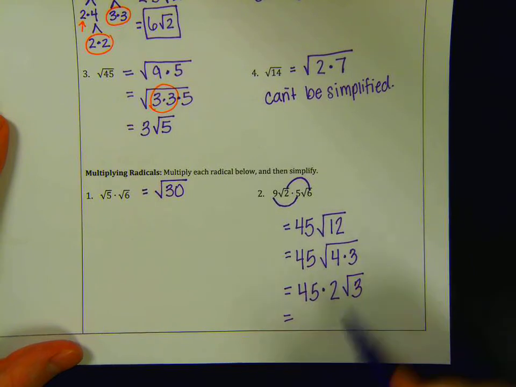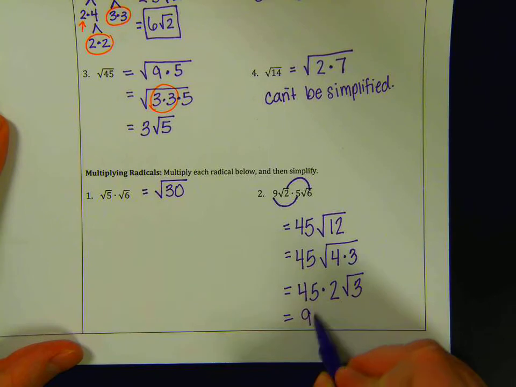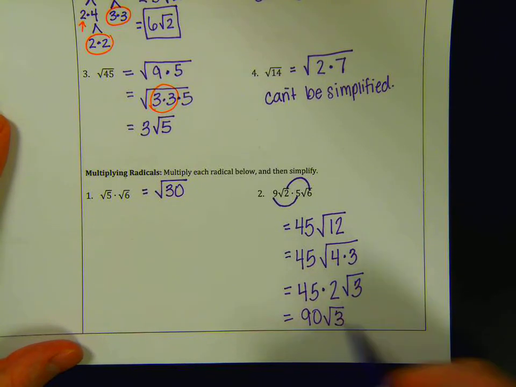Last step, multiply the 2 things that are right out in front here. So 45 times 2 is 90. We get 90 square root of 3.